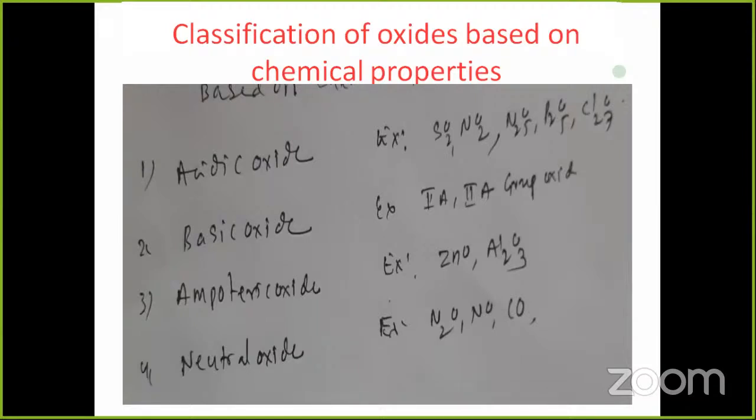Coming to neutral oxides, the pH is exactly 7. These types of oxides do not show acidic or basic nature. They are neutral oxides. In the entire periodic table, only a few oxides are neutral: N2O and NO, both belonging to the nitrogen family (laughing gas and nitric oxide), and CO, carbon monoxide from the carbon family. These 3 oxides belong to neutral oxides, right?